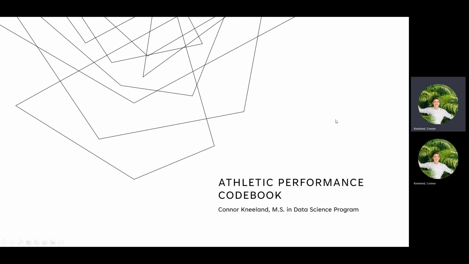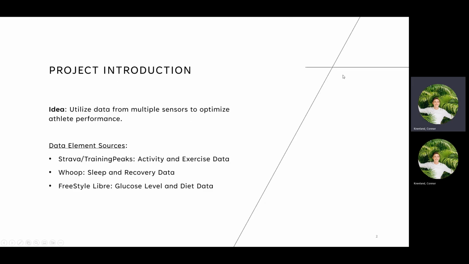So, for my project introduction, the idea is to utilize data from multiple sources to optimize athlete performance. Athletes nowadays have a plethora of sensors that they use to track their lives, and this spans across their heart rate, tracking the cadence of their strokes per minute while swimming, or the number of disturbances they had while sleeping. Whether they're working out, sleeping, or eating, they always have ways to track it, but not many solutions for how to interconnect it.